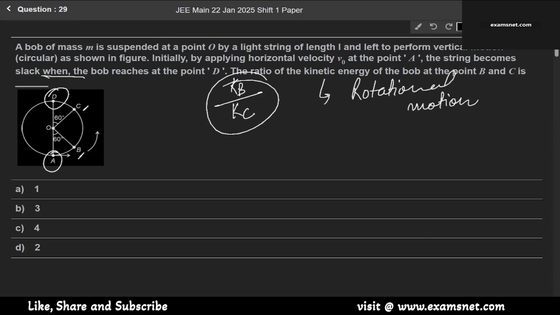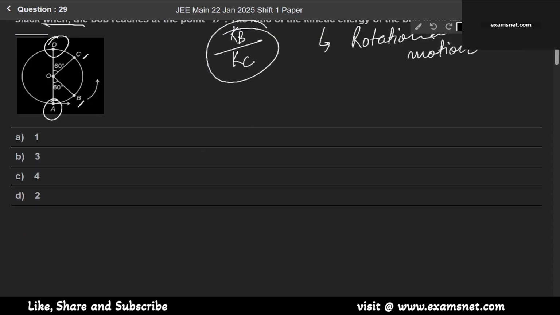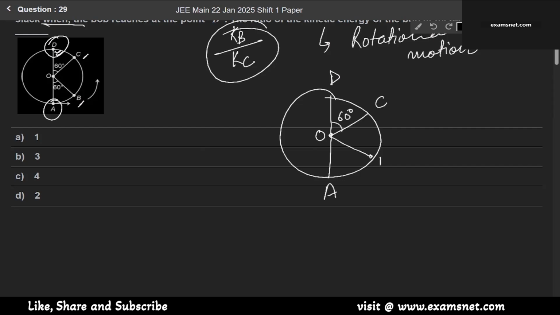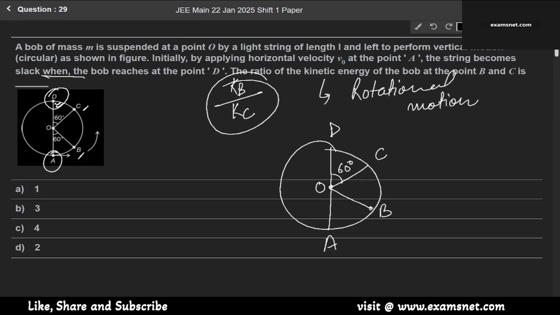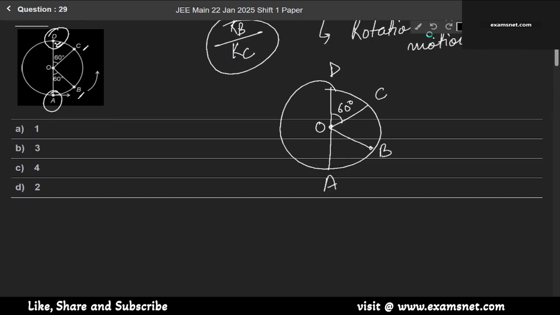Now, we are given that this is a circular motion. This is given as point D and this is center O. This is point A, this is C. This is 60 degrees and this is B. So, given a bob of mass M, let this length be L.